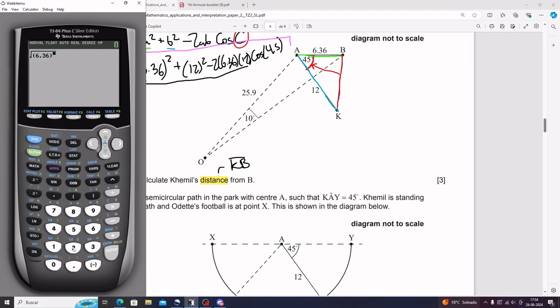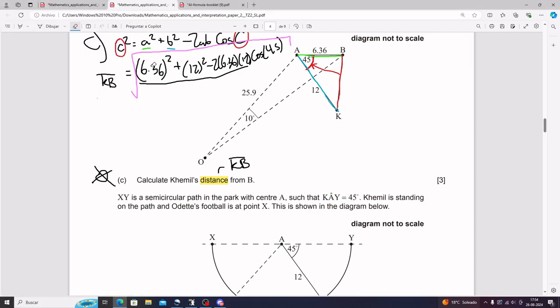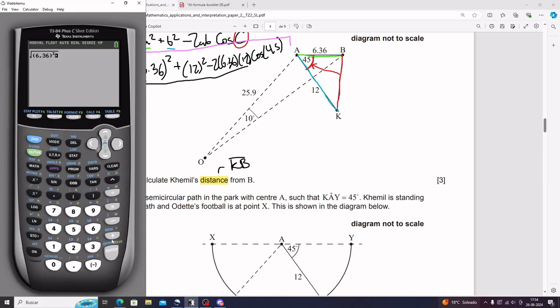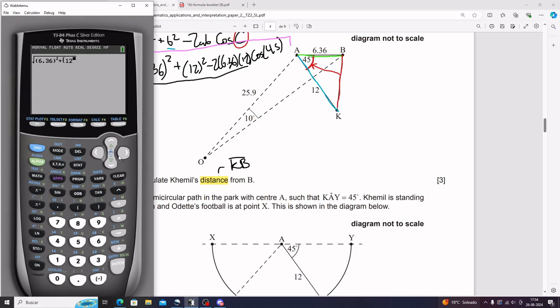Which will be 6.36 squared. So that's this guy here, ¿cierto? Plus 12 squared. Minus 2 times 6.36 times 12 times cosine of 45. Make sure it's all within the square root. You press enter. There it is.